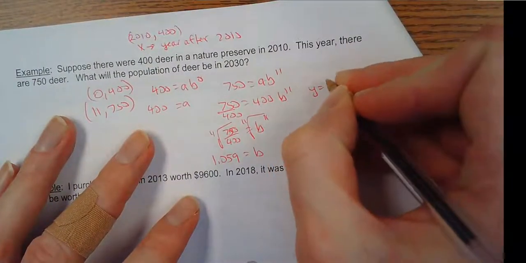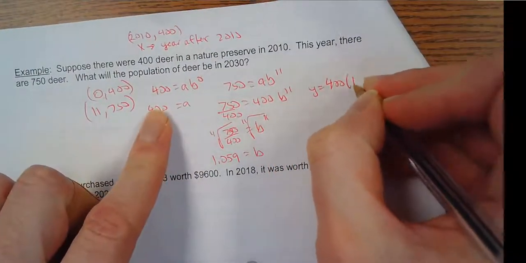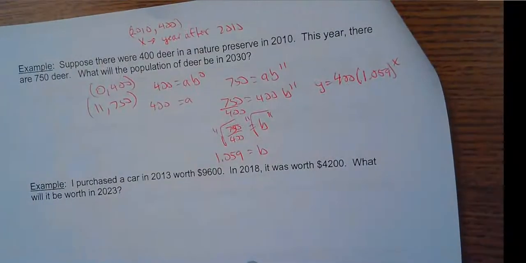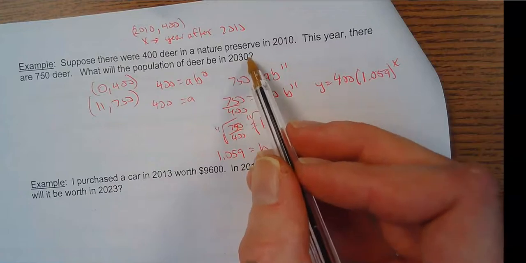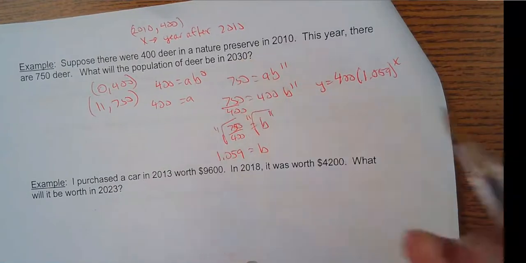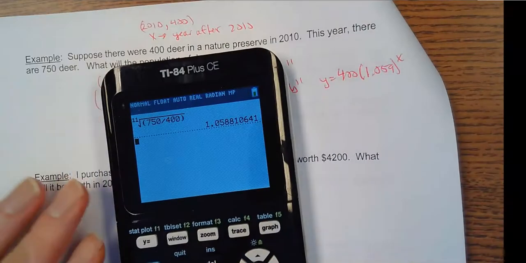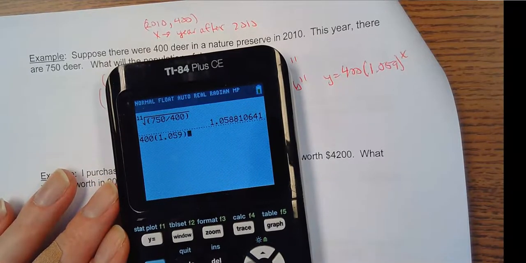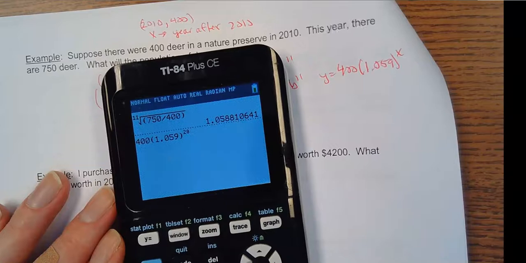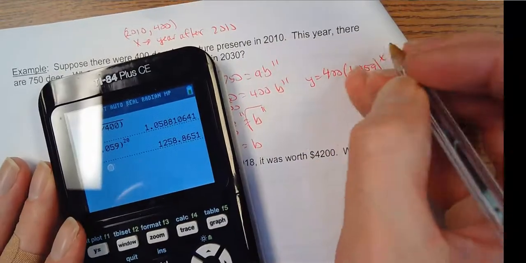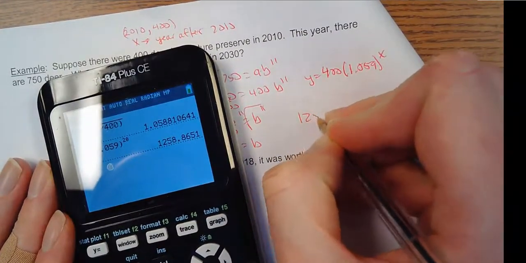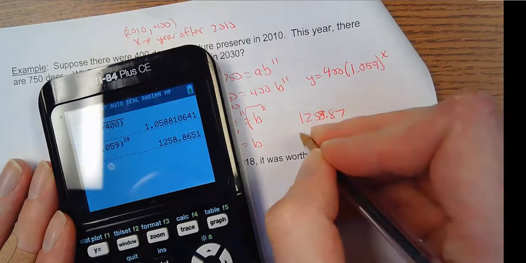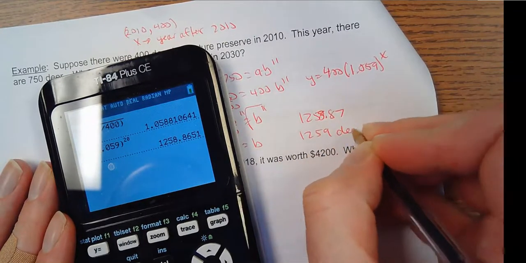So now my equation is y equals 400, that's my a, and then my b is 1.059 to the x power. And they want to know the population of the deer in 2030. That'd be 20 years later. So I'm going to plug a 20 in up there. So let's do 400, and then parentheses 1.059 raised to the 20th power, because 20 years later. So if I plug a 20 in there, I get 1258.87. Well, we'll say 1259 deer.